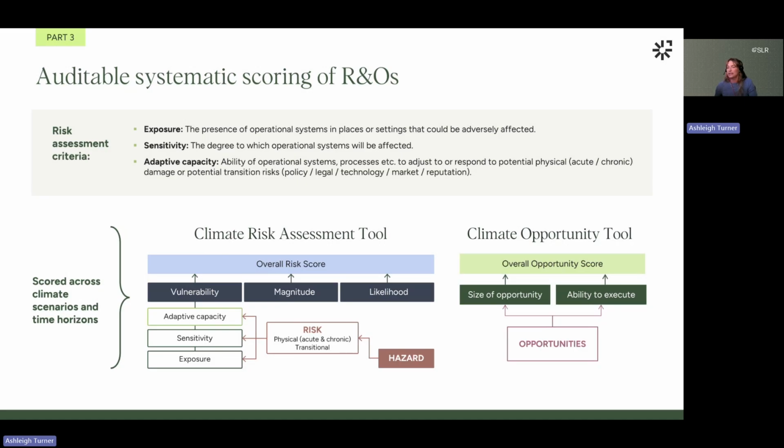And then for opportunities, we score on the size of the opportunity and the ability to execute as well. And everything is scored across climate scenarios and time horizons, so you can see how that profile evolves over time.